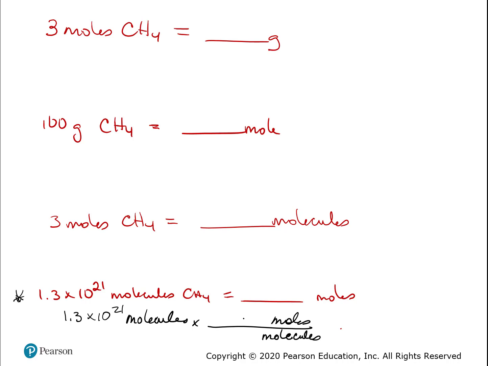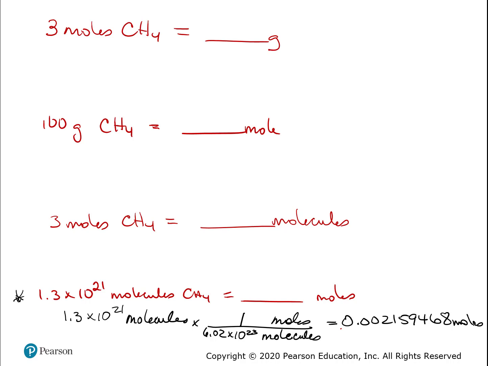What goes in front of moles? Moles always gets a 1. What goes in front of molecules? 6.02 times 10 to the 23rd. So now I want you to put this in your calculator. 1.3 EE 21, so it should be like 1.3 and then a little 21, divided by 6.02 EE 23. I got 0.002159468.